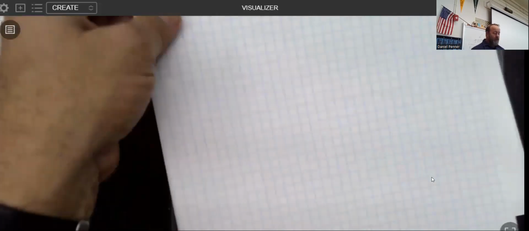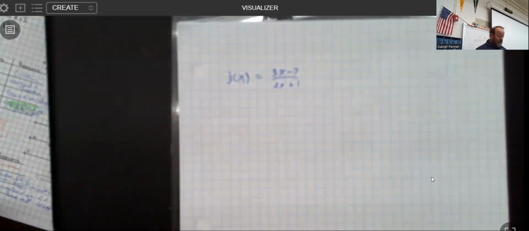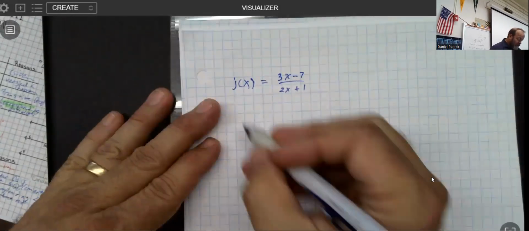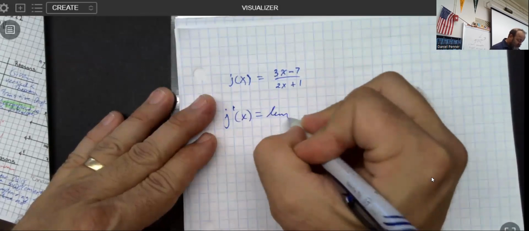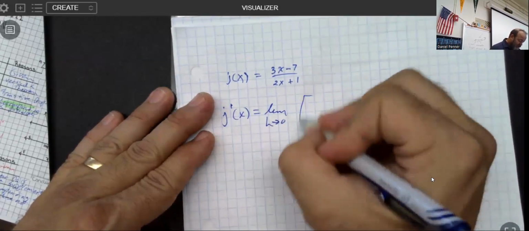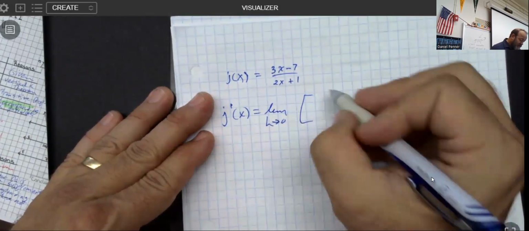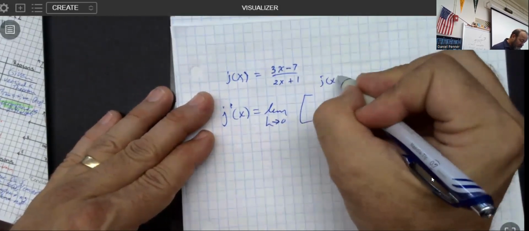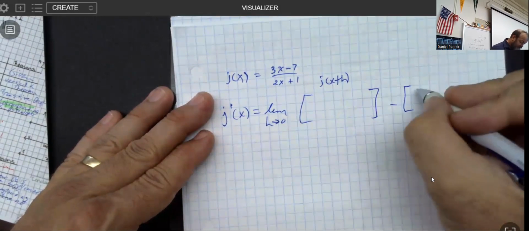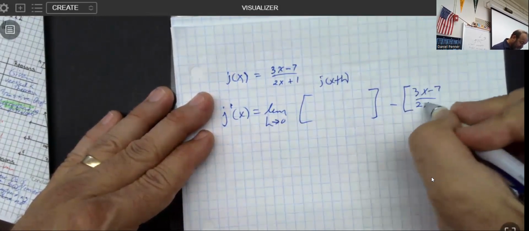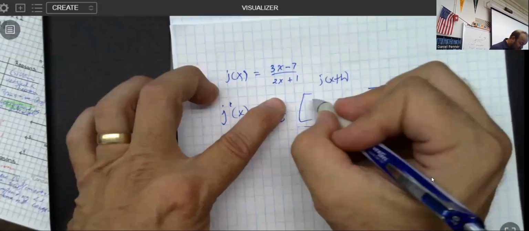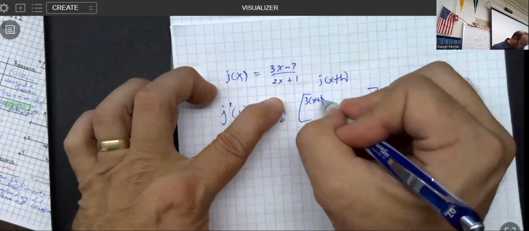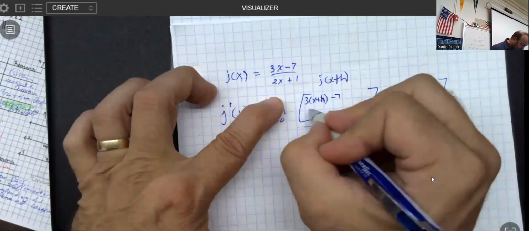And then the last, what I would argue is a difficult one, is when we have a rational equation. So if we're going to go straight to j prime of x, we're going to do the limit as h goes to 0. And so we're going to do j of x plus h right here. We're going to subtract j of x right here, all over h.